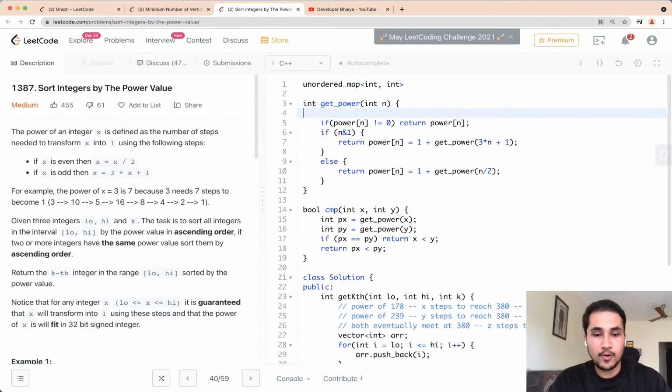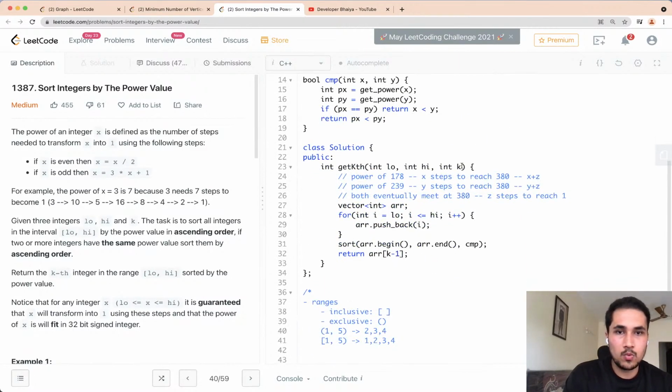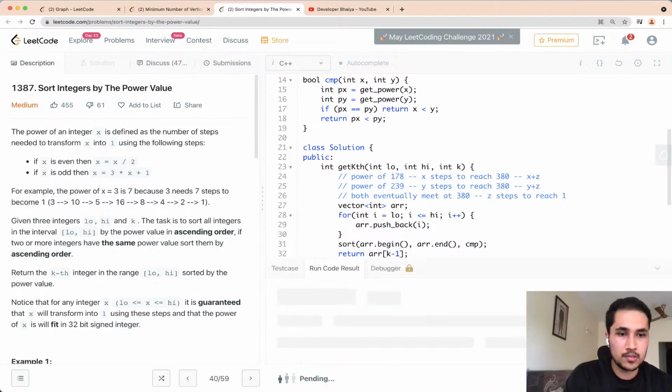The base case is important. The base case can be if n is 1, return 0, right? So this is how it should work. Let's try to run the code once and see if it's working fine.